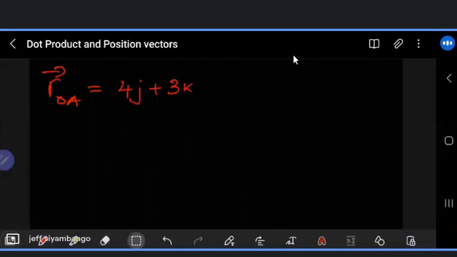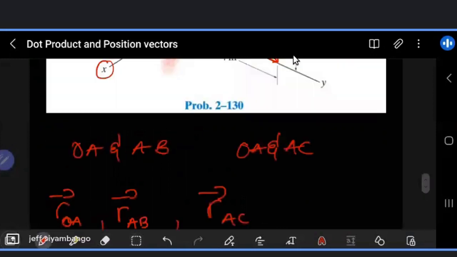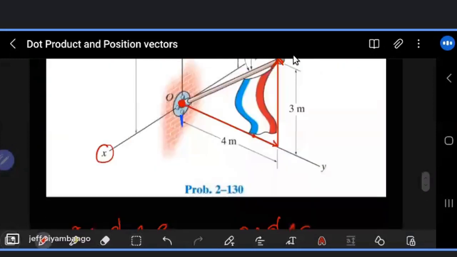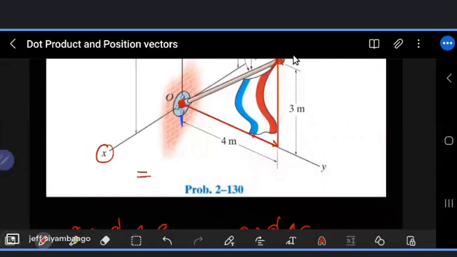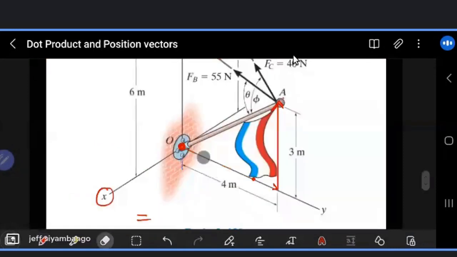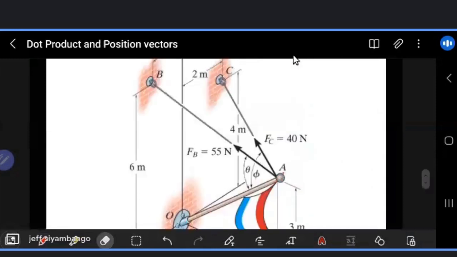Next, we need our, let's say, AB. The position vector running from A to B. How do we move in this case? Well, from A to B, I'm going to remove OA. Let's just concentrate on AB. How do we move to reach B?